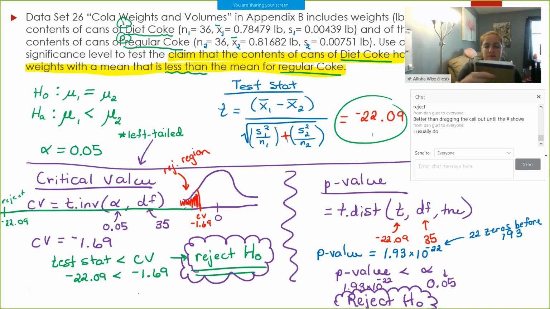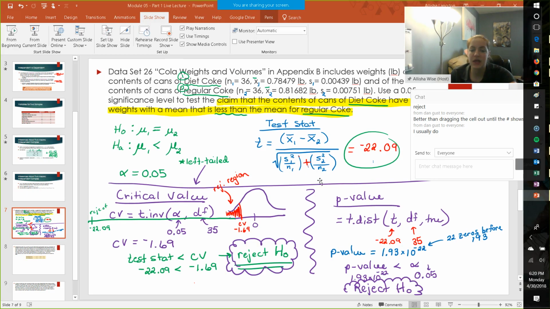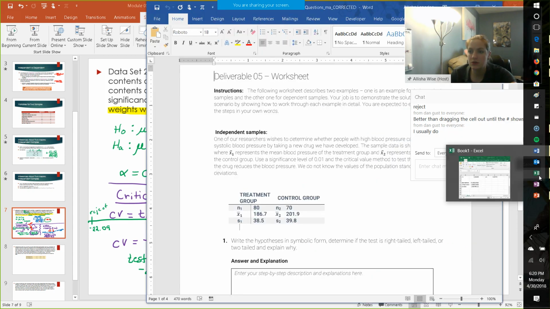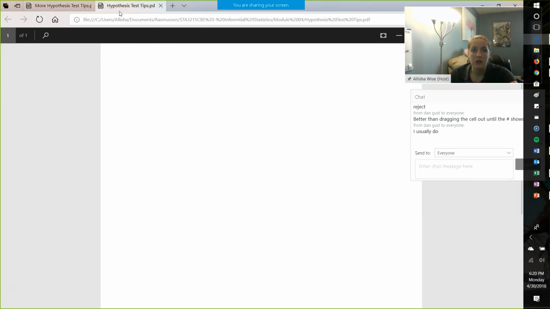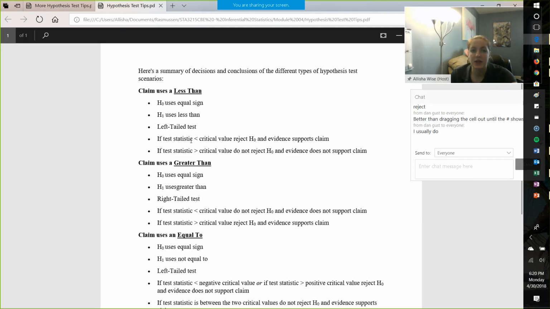We can always go back. So the last thing we need to do is come up with our conclusion. So, let's go back here. Okay, it is a less than. So when we reject the null, evidence supports the claim.